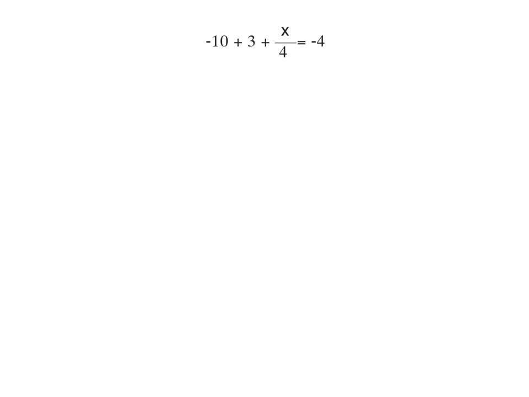Alright, let's try another one together, and at any point during this video, feel free to pause and see if you can solve this on your own, and then hit play and see if you get the same solution. So I have negative 10 plus 3 plus x divided by 4 equals negative 4. I'm going to rewrite this.